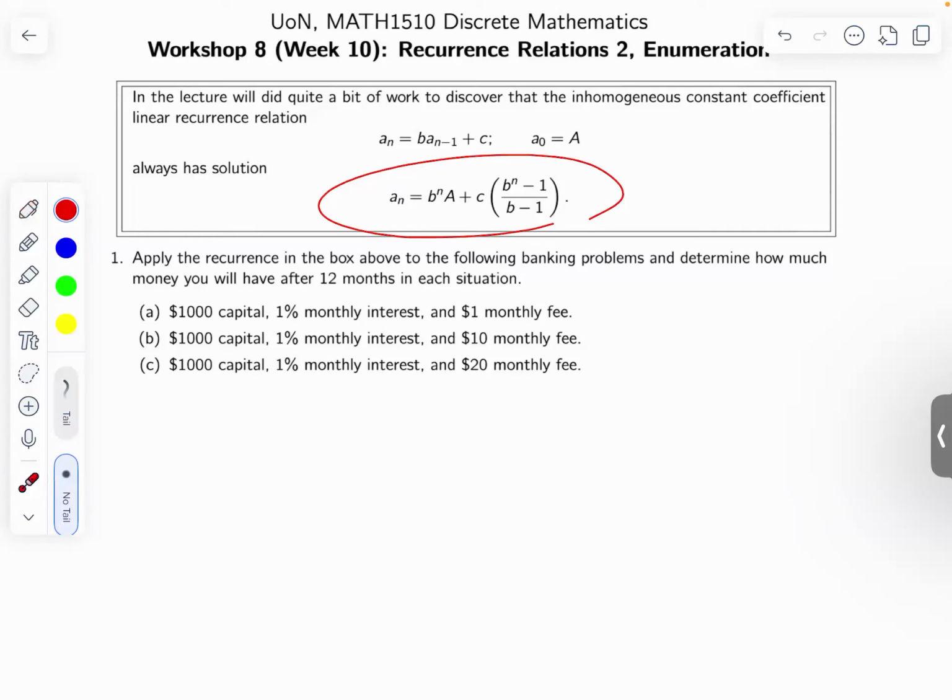Apply the recurrence formula in the box above to the following banking problems, and determine how much money you will have after 12 months in each situation. I mean, you don't owe, so like this one, if you want to buy, it will be negative. If the bank wants to pay, it will be like this one, 1% profit.